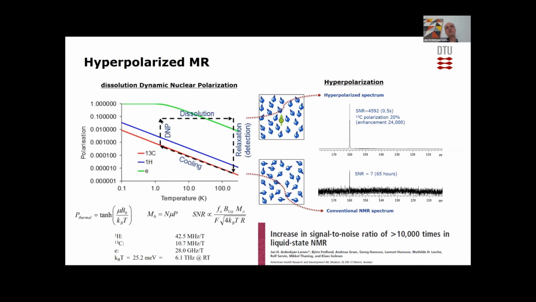We then do a very fast phase transition from the solid state at low temperature to the liquid state at room temperature by dissolution. So it's injecting a hot solvent buffer to dissolve the bioprobe, the biological molecule. And then we end up with a liquid solution of the agent that we can then measure in our NMR spectrometer or inject into the patient.